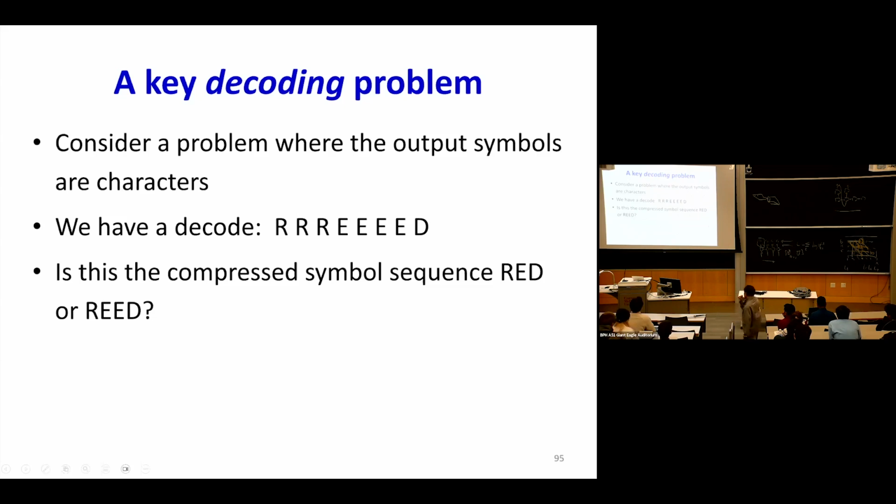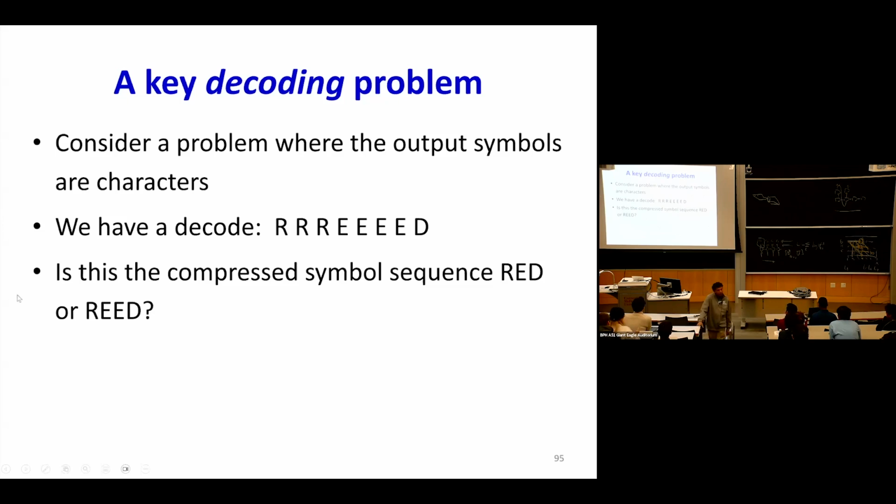Consider this. I have a decode. So I chose an alignment. It's R, R, R, E, E, E, D. Is this the word read or is this the word red? Which one is it? We have no way of knowing. So how do you ensure that you can actually distinguish between the two? It's impossible from just this. So we're going to have to introduce a cue.